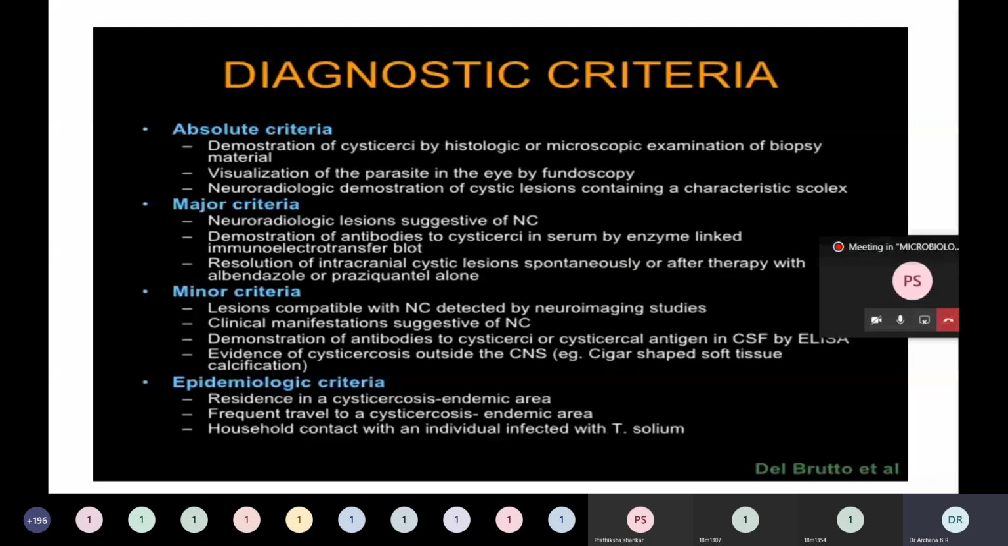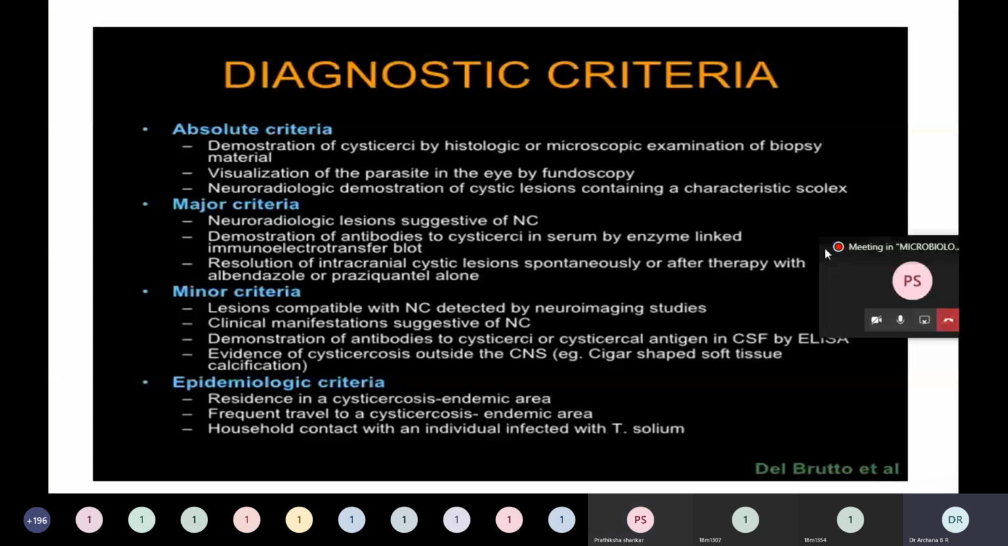So, absolute criteria include demonstration of cysticerci by histologic or microscopic examination, visualization of the parasite by fundoscopy, and neuroimaging demonstration of the lesion. That is the absolute criteria. Major criteria include neuroradiologic lesions suggestive of neurocysticercosis, demonstration of antibody, and also resolution of the intracranial cystic lesion spontaneously or after therapy.